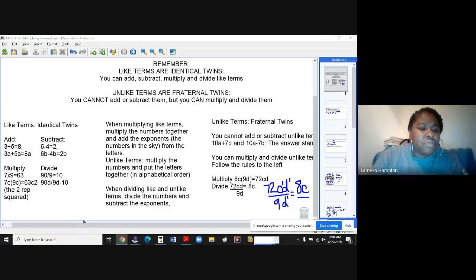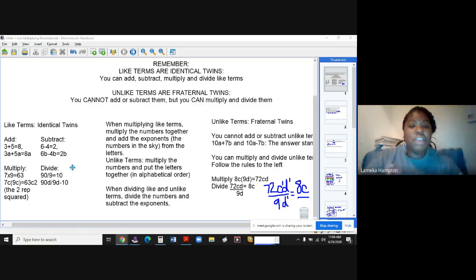Okay. So with that, we have 3a at the bottom plus 5a, which is equal to 8a. So remember, when you are adding like terms, you want to only add and subtract the coefficients, meaning the numbers that are in front. Okay, so we have 3a plus 5a equals 8a. Here in subtraction, we have 6 minus 4, which is 2. But of course, we add the letters in. That'll be 6b minus 4b is equal to 2b.